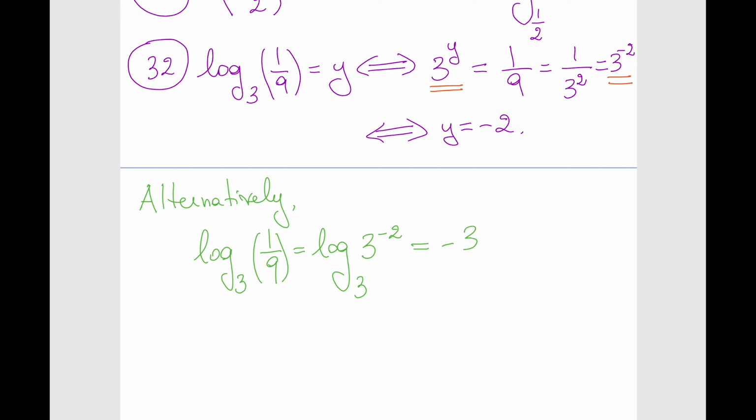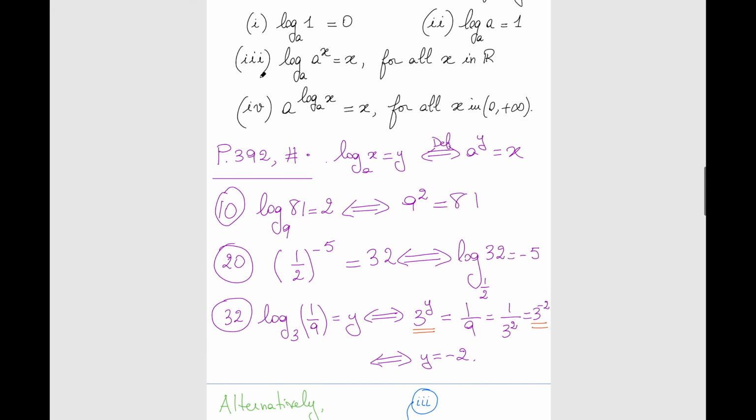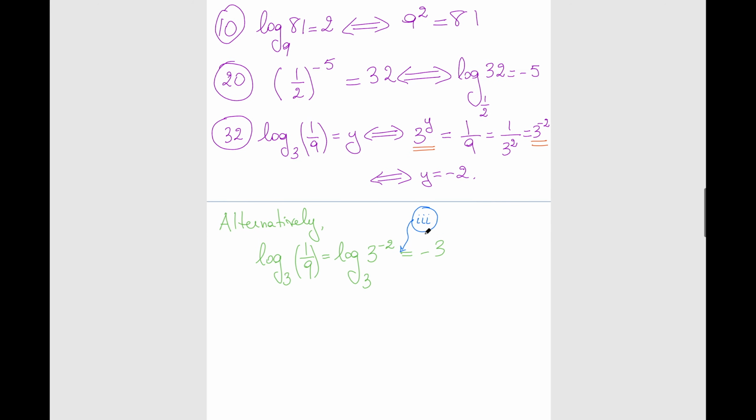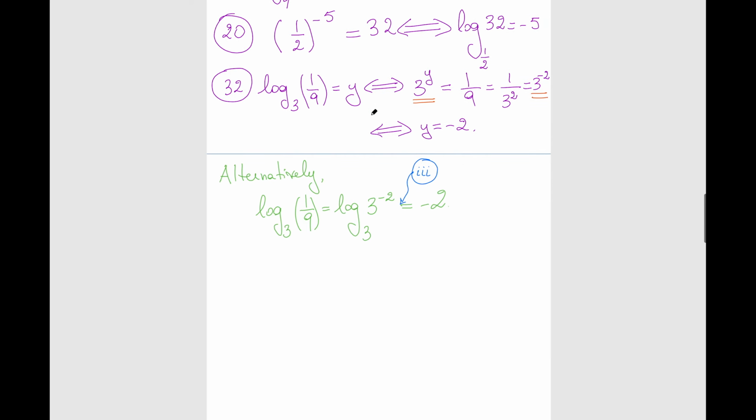This is by property 3 and the properties we listed above, right? It was 3, yes, this one. So we use property 3 with a is 3 and x is negative 2. Oh, I mean negative 2 here. I don't know why I wrote negative 3. I meant negative 2, right? Okay, so negative 2. Makes sense? So we use property 3 where a is 3 and x is negative 2. So we get this, which is exactly what we found in the other approach.